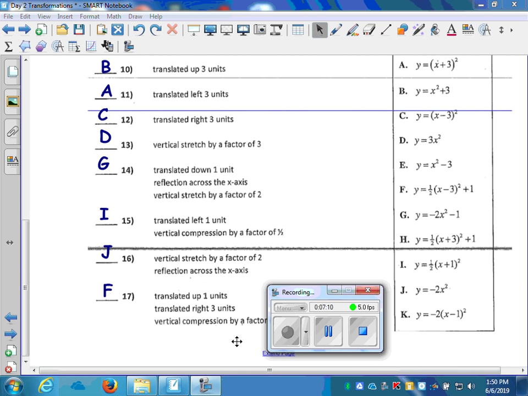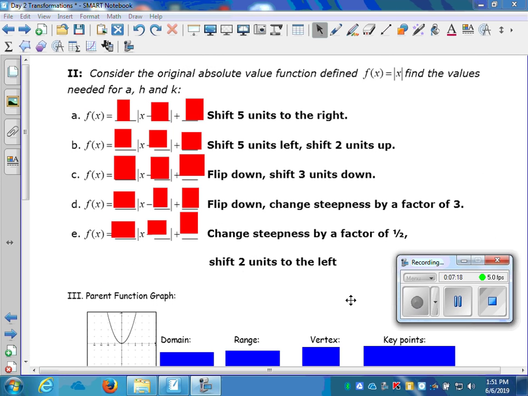Check your answers to numbers 10 through 17. Part 2. Consider the original absolute value function defined as f of x equals absolute value of x. Find the values needed for a, h, and k. Let's do example A together.